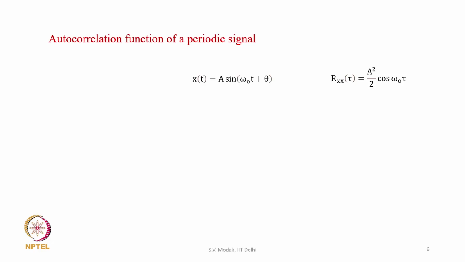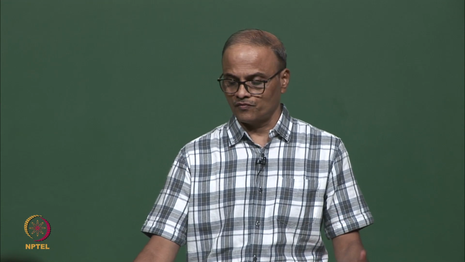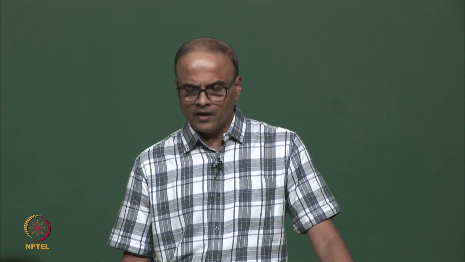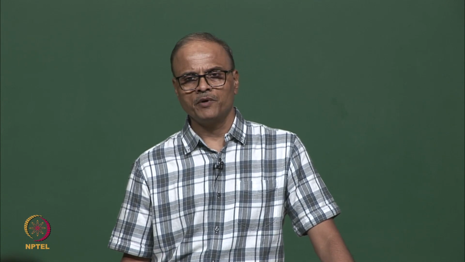Another conclusion is that the phase of the signal does not appear in the autocorrelation function. The phase theta does not appear in the autocorrelation function. Okay. So, the phase information of the signal is lost in the autocorrelation function, and the amplitude of the autocorrelation function is the mean square value of the signal, because A is the amplitude and A square by 2 is the mean square value of the signal. So, these are the observations.